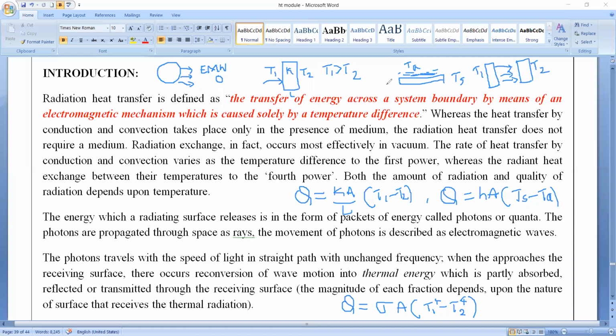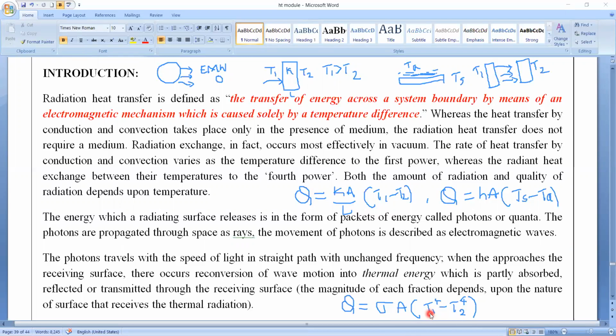Let us consider this figure. T1 and T2 are the temperatures of two different surfaces or bodies which are separated by some space. You can consider the gap filled with air, or completely evacuated, that is, a vacuum. T1 and T2 are the temperatures of two walls separated by a gap that doesn't have anything; it is completely evacuated. The rate of heat transfer by radiation is given by σA (T1⁴ − T2⁴).